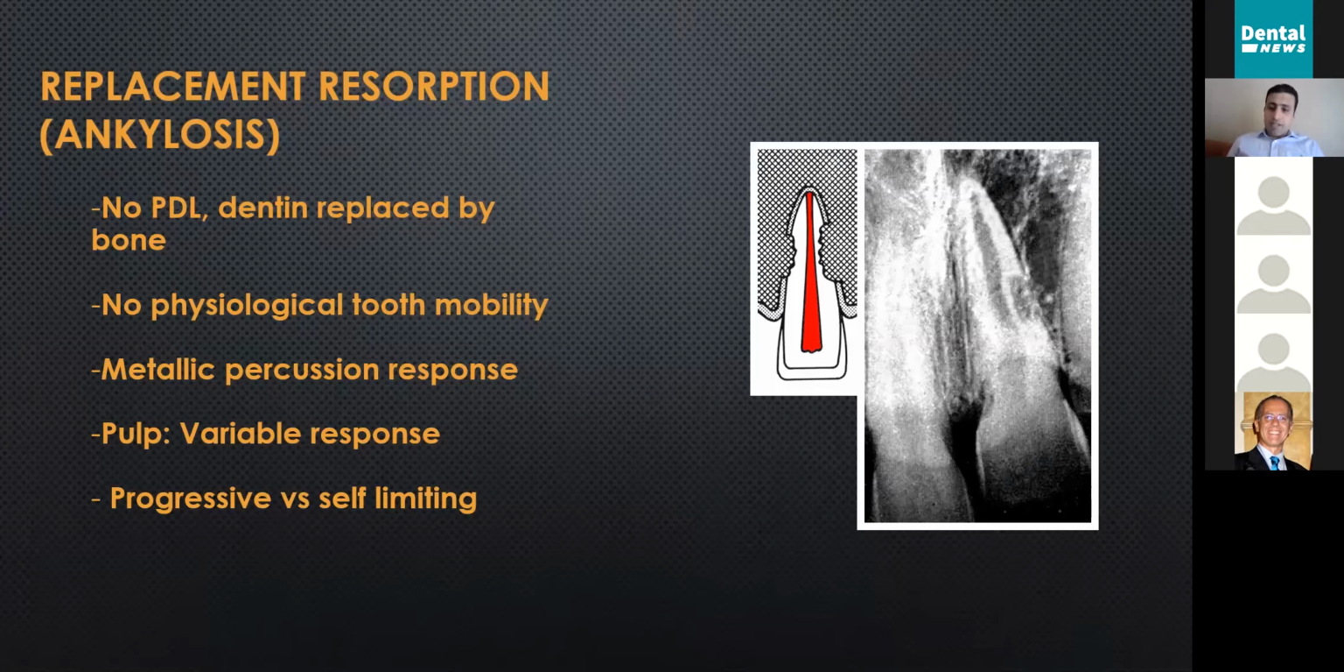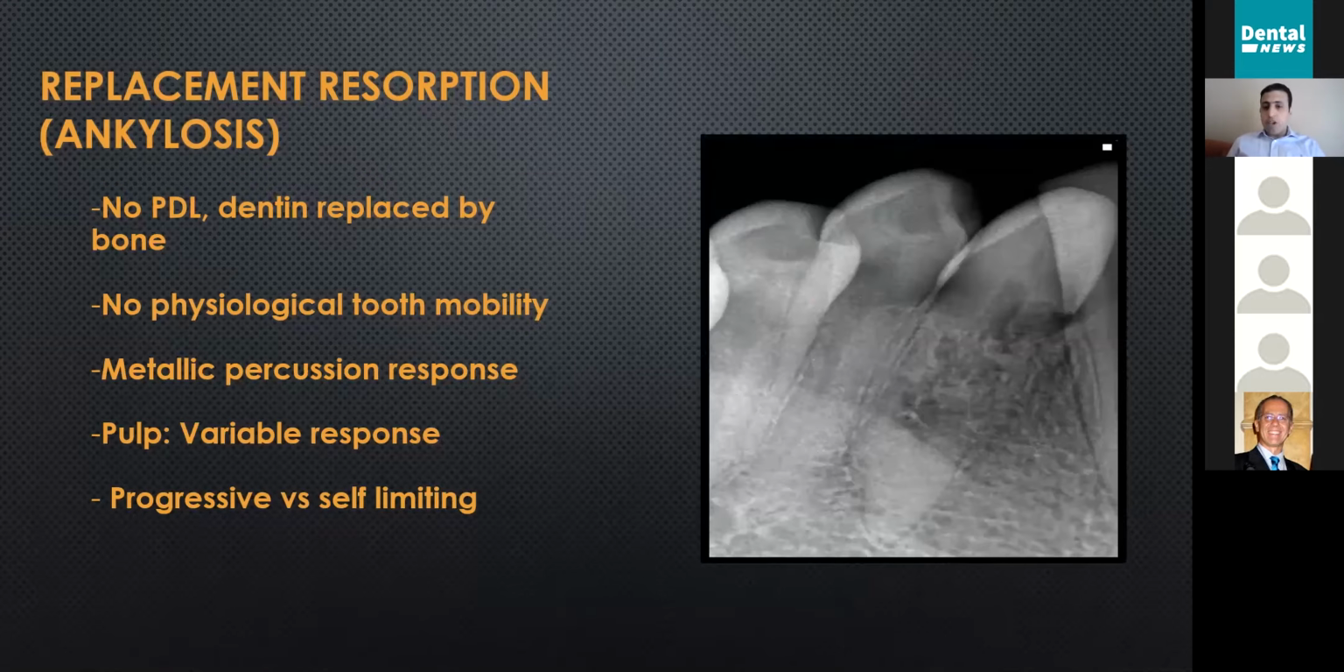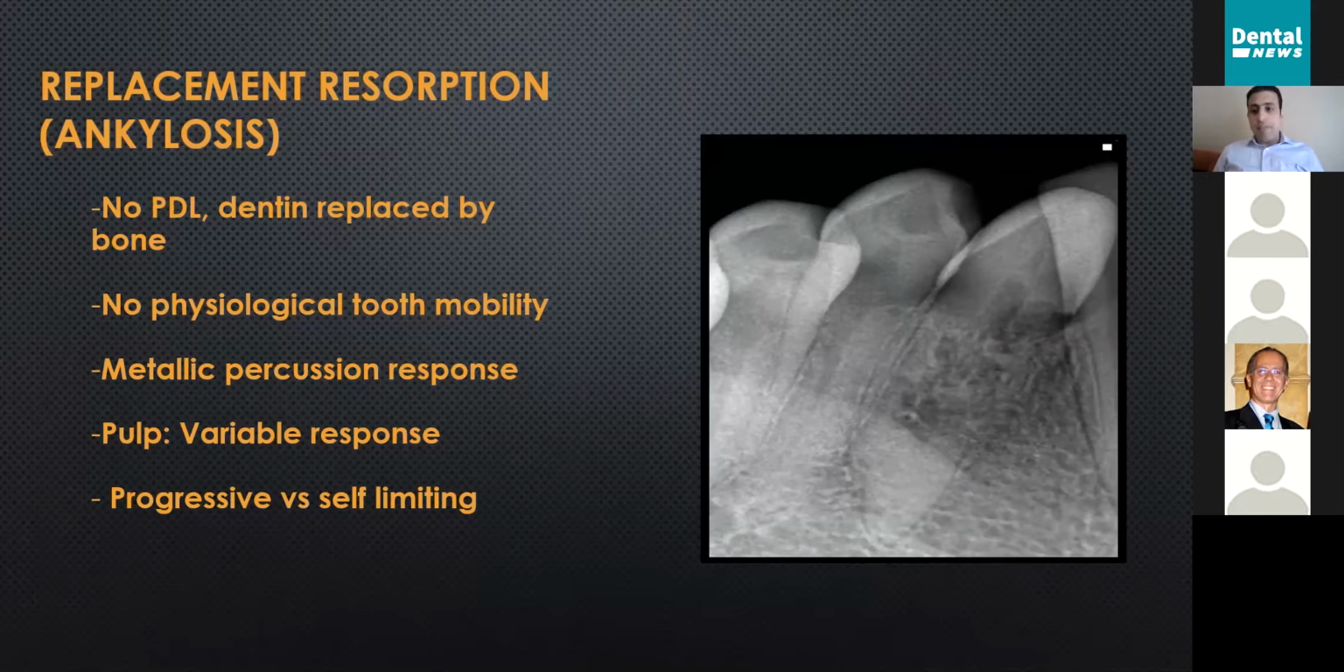With pulp sensibility testing, it differs between one case and another, whether you're dealing with vital pulp or the tooth structure was completely replaced with bone. So there is a notion that ankylosis is self-limiting, and unfortunately that's not true, because ankylosis can be very aggressive, reaching to eat out the whole tooth structure. So we need to keep that in mind.